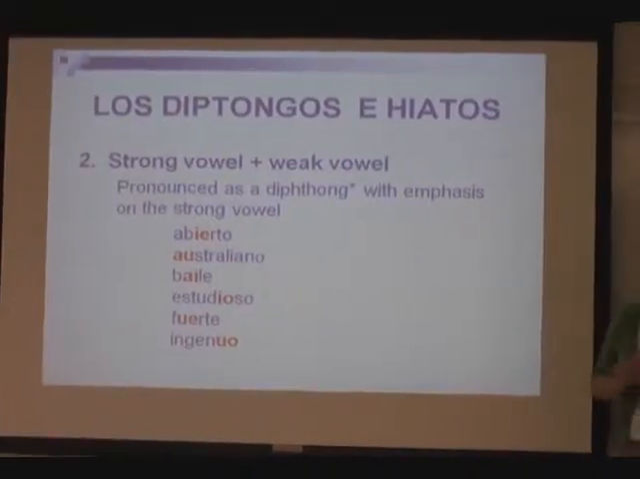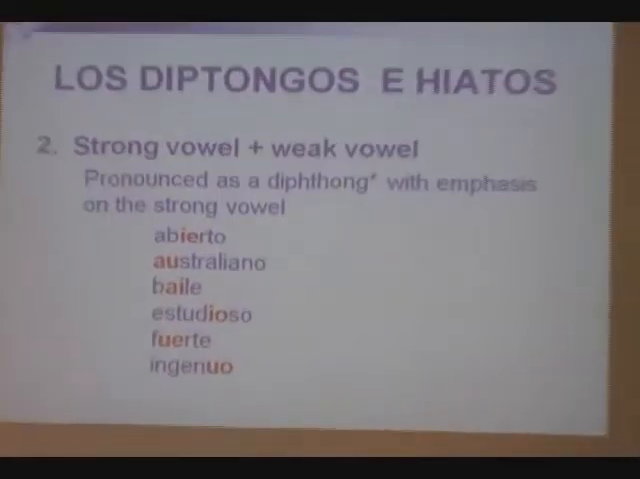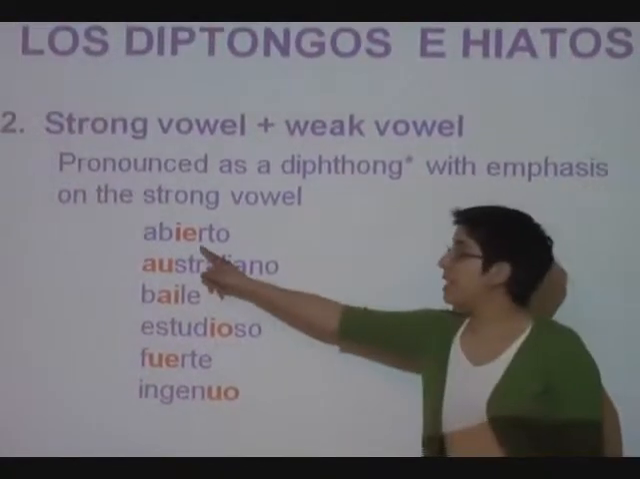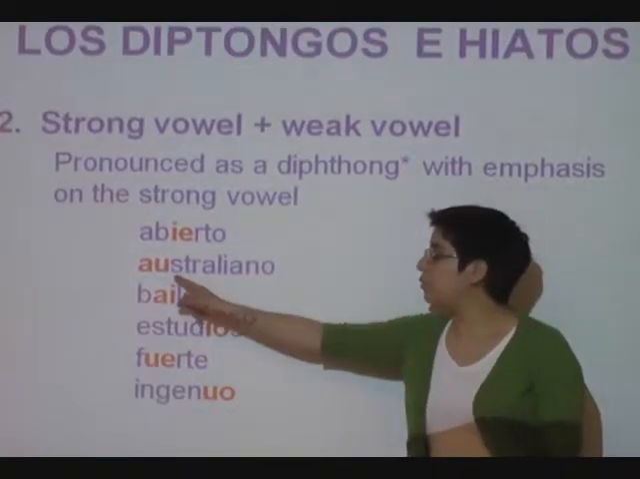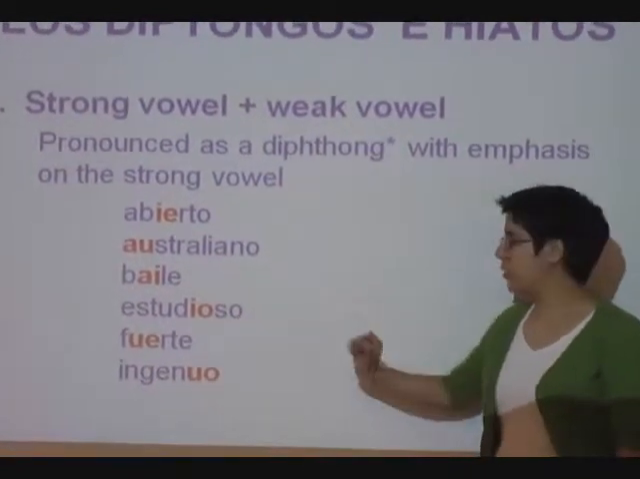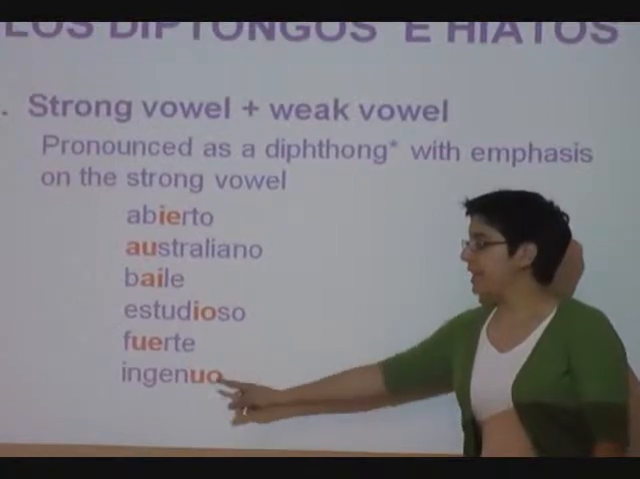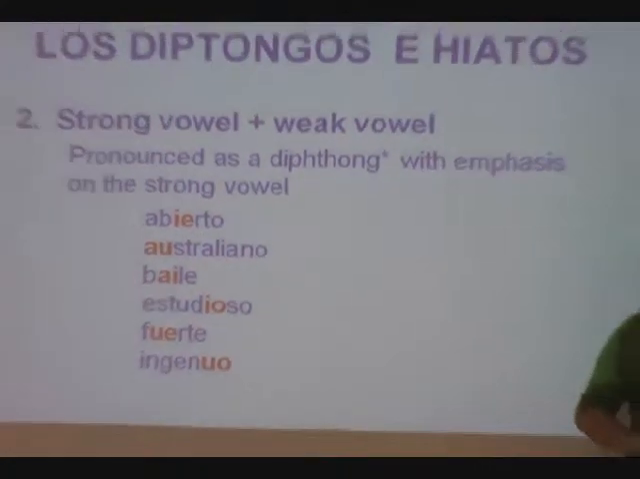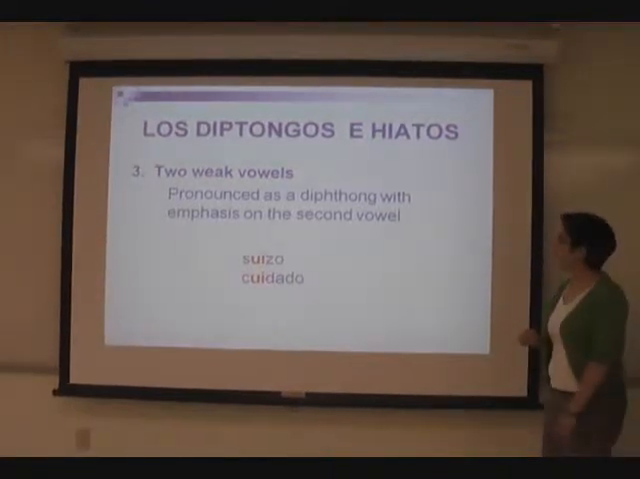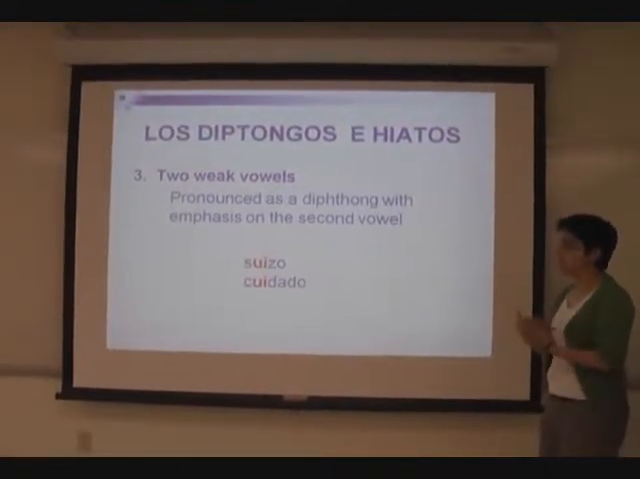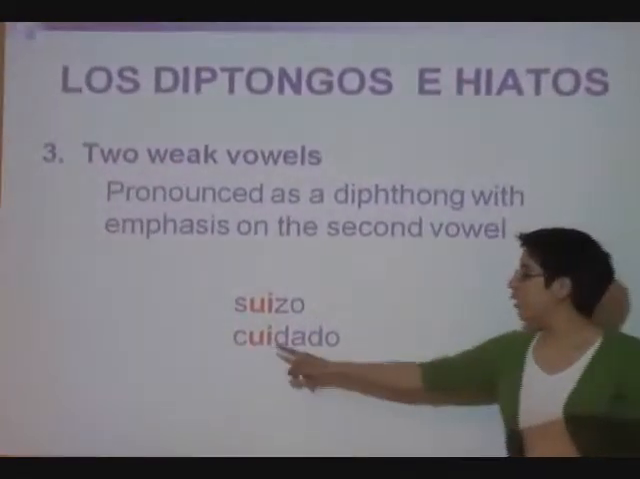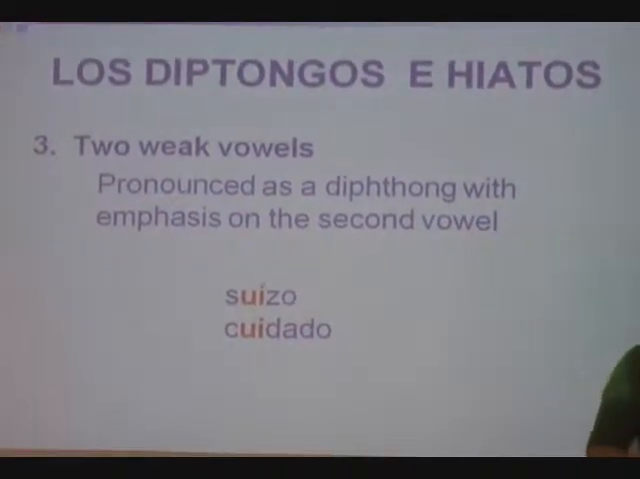Now, a strong vowel plus a weak vowel is a diptongo. Abierto, australiano, baile, estudioso, fuerte, ingenio. Now, two weak vowels are pronounced as a diptongo with emphasis on the second vowel. Suizo, cuidado.